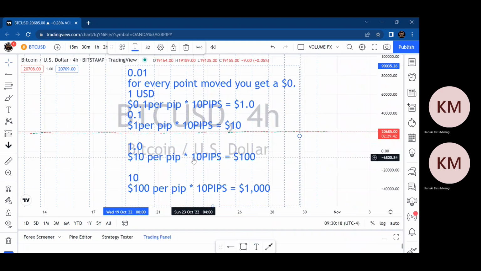That is a simple definition of a lot size. Any question before I move on to the next part?